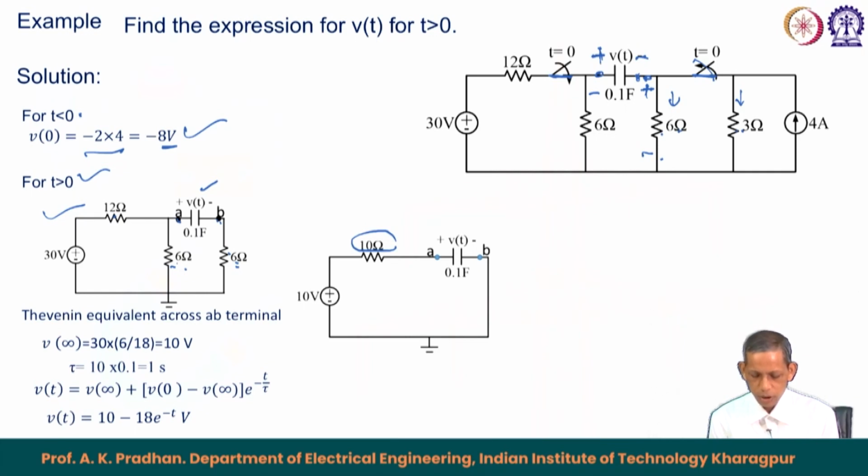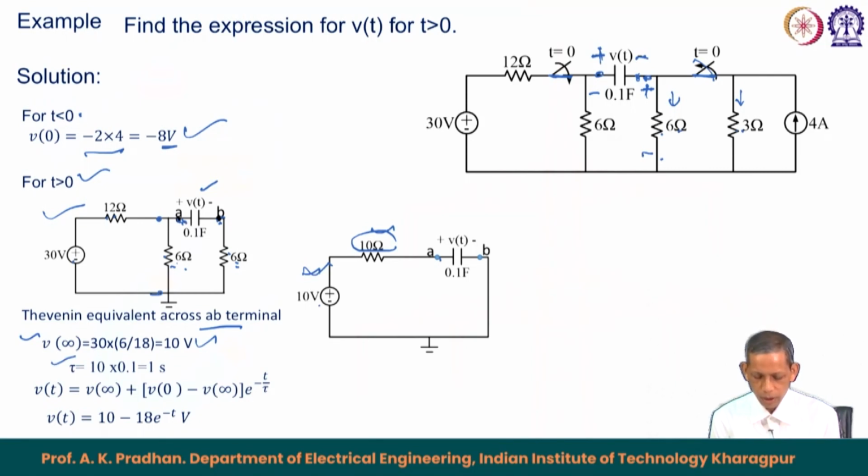So, we get the corresponding equivalent to be 10 ohm, and the corresponding V Thevenin across the AB terminal comes out to be 10 volt. So, the Thevenin equivalent across the AB terminal becomes this 10 volt and this 10 ohm. So, V infinity equals 10 volt, because this is open circuit. The voltage across the corresponding 6 ohm resistance will be 30 divided by 12 plus 6, which is 18, into 6, which is nothing but the corresponding 10 volt. So, we got 10 volt, 10 ohm as the Thevenin equivalent across AB for steady state.